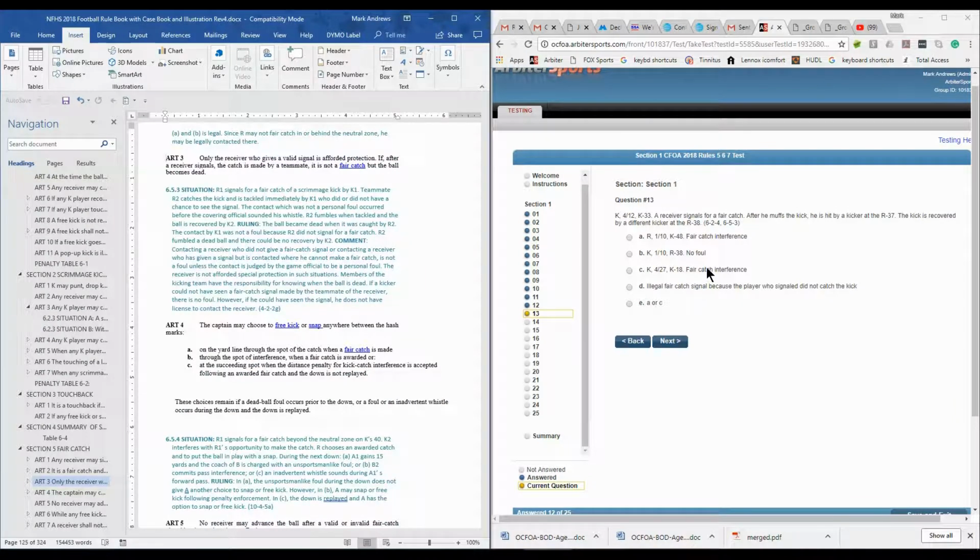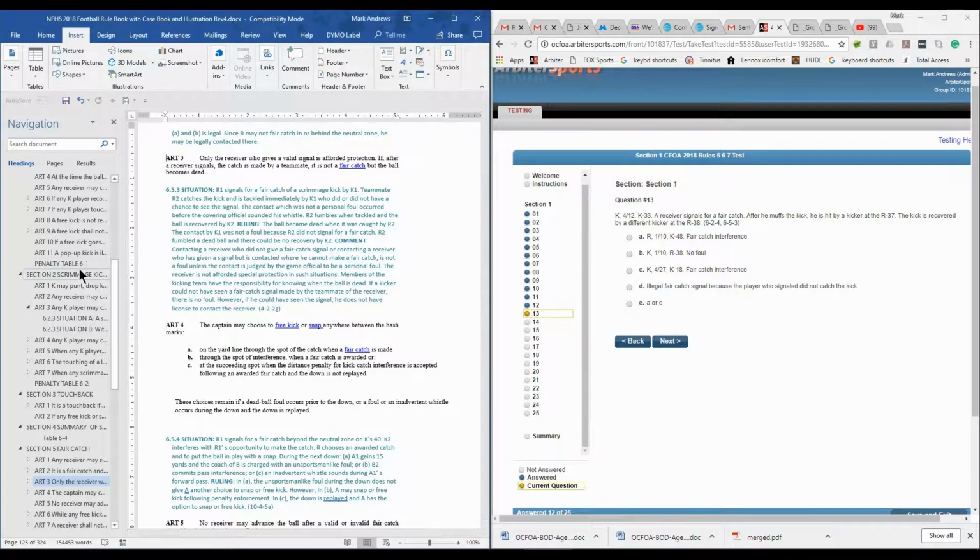Question number 13. K, 4th and 12 at the K33. A receiver signals for a fair catch. After he muffs the kick, he is hit by one of the K players at the R37. The kick is recovered by a different K player at the R38. The rule references here are 6-2-4 and 6-5-3. So the question here really is, is the receiver protected from contact after he's muffed the kick? And the answer is no. So the contact by K after he's muffed is legal. The other question is, can K recover that muffed kick? And the answer is yes.